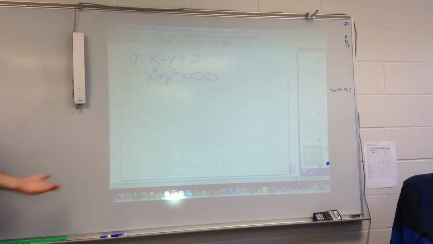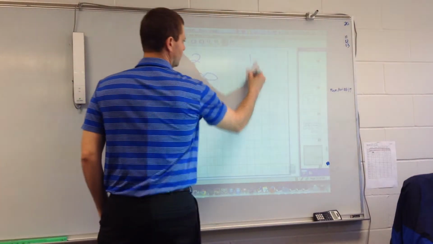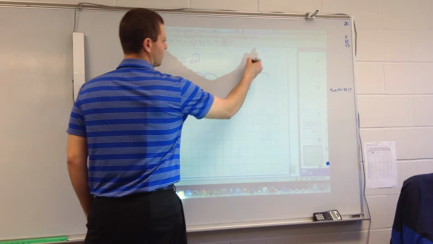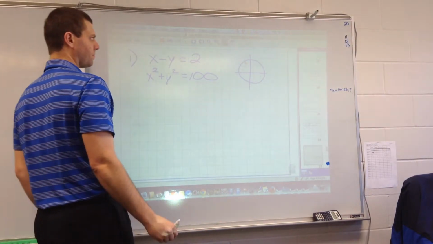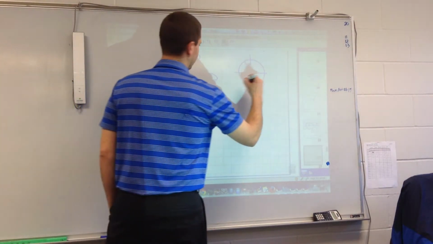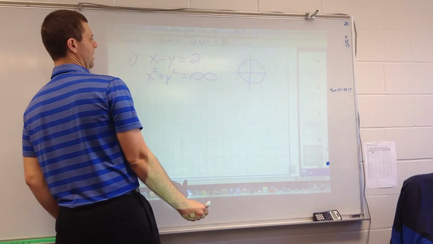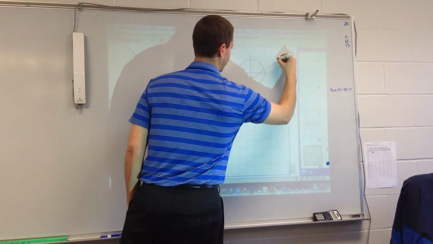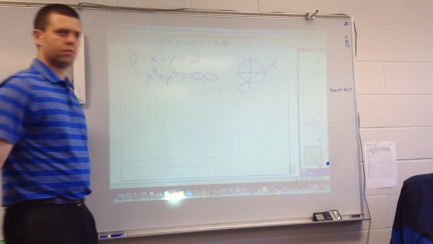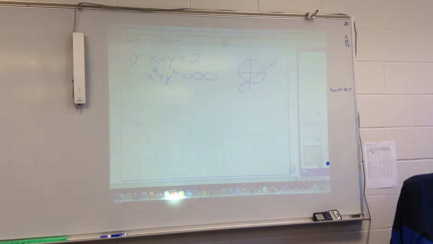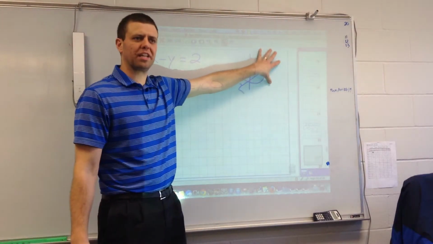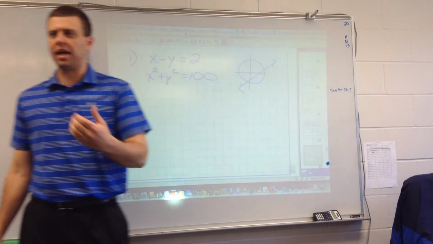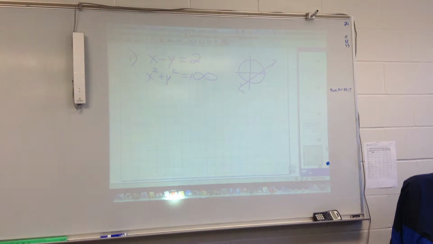So visually, you have a circle with a radius 10, and you have a line that probably looks something like this. Based on that, you're thinking two solutions, right? Yes. Not that you have to do this, but I'm just trying to give you guys a little bit of a visual aid as to why there are two solutions.